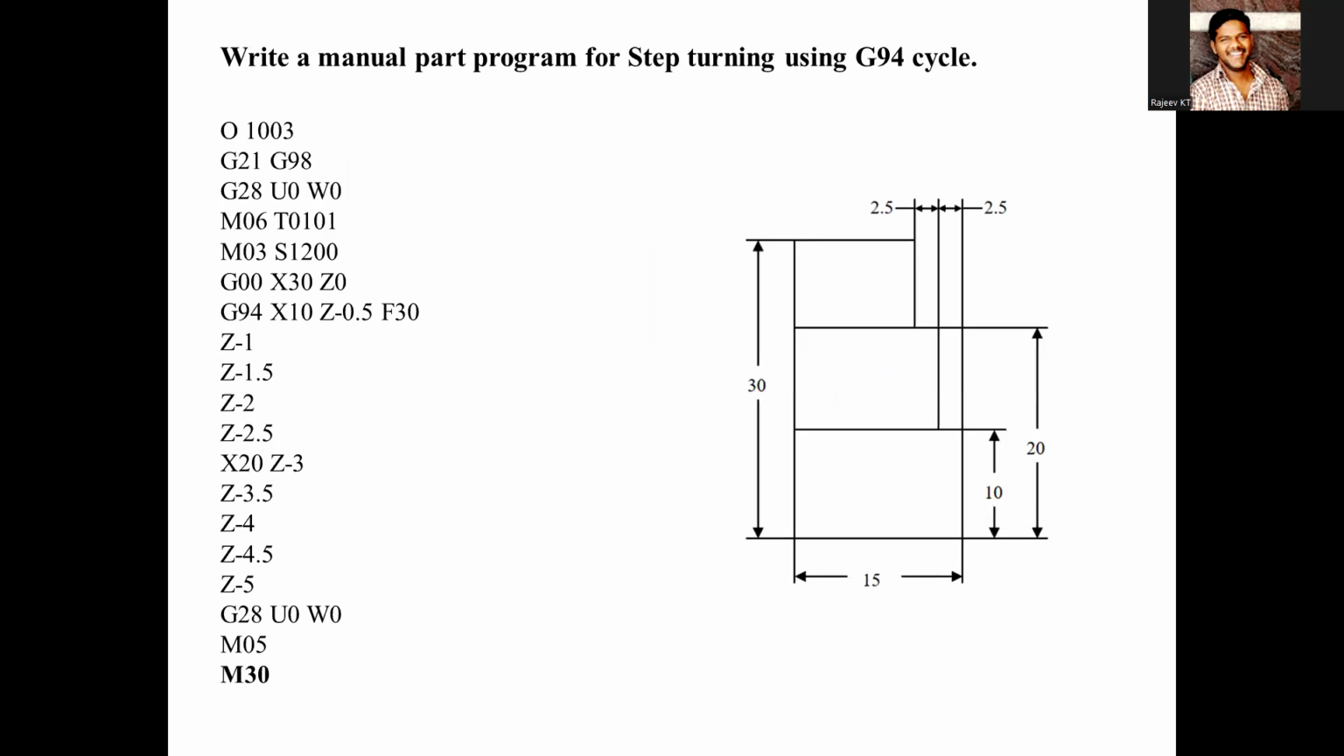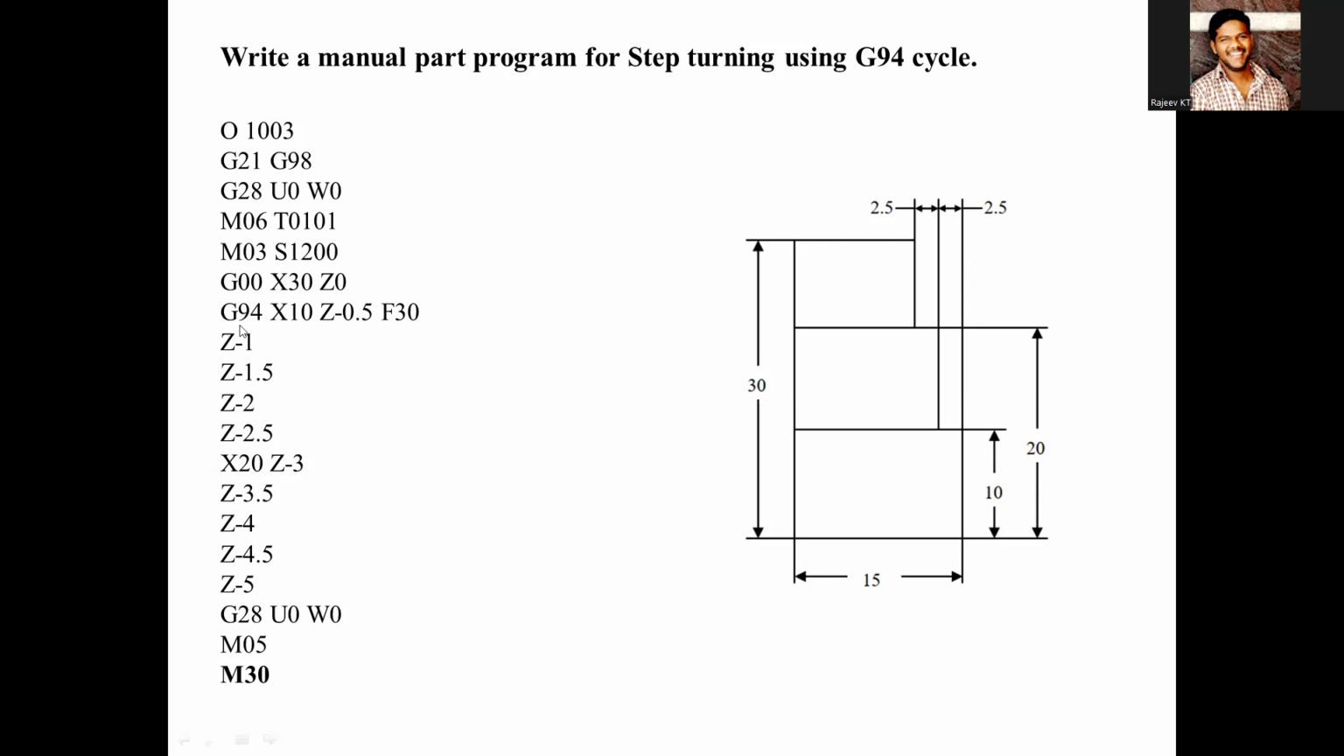See, this is a manual part program using the G94 cycle because I am removing material like this. So we can do the facing or step turning in this manner also. Here, see this first 5 lines are common. Next G00 reference point, it will be based on the tool diameter and length. Okay. So X30 and Z0. X30 and Z0 means up to this point it will come and stop.